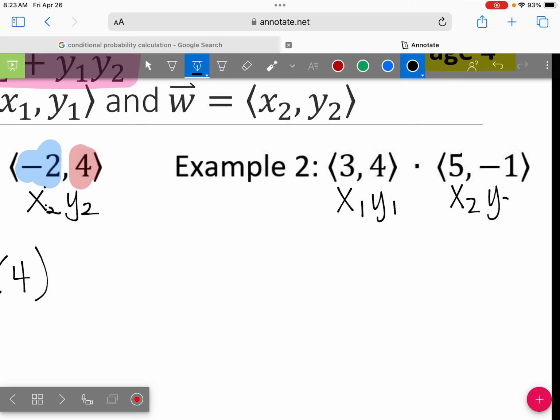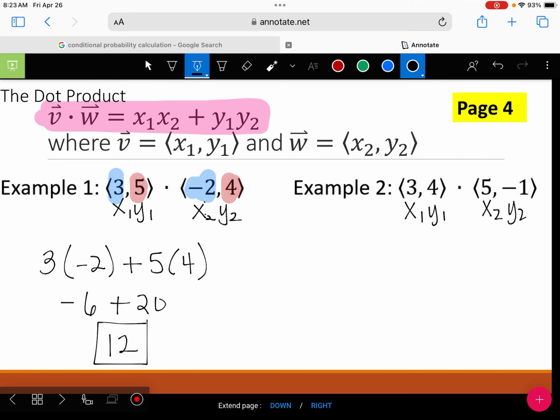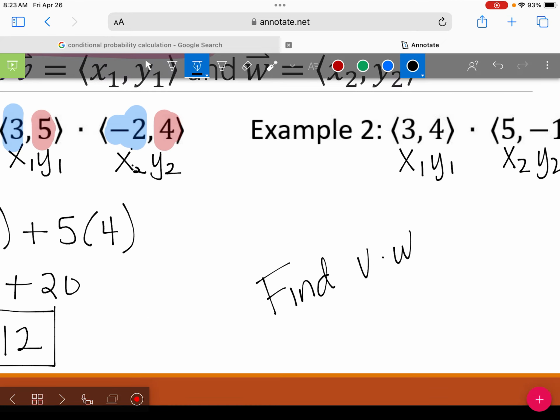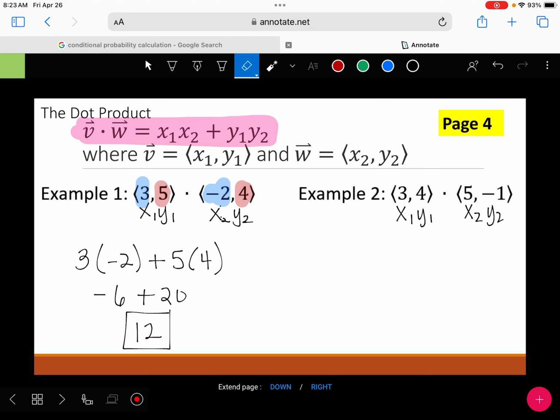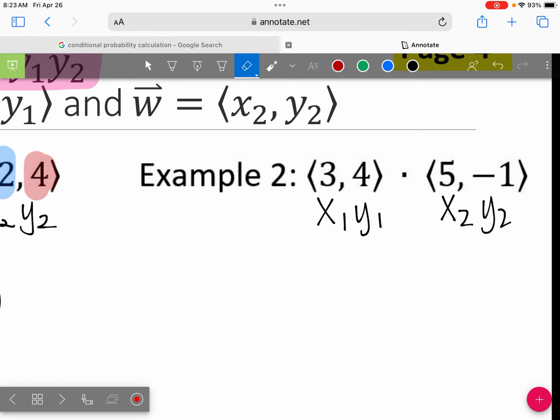On the test, it'll say find V times W. This little multiplication symbol means you're finding the dot product. Good question. You can't see it because I have my screen frozen, sorry. I'll rewrite it at the end, because I want you all to find example 2 first.